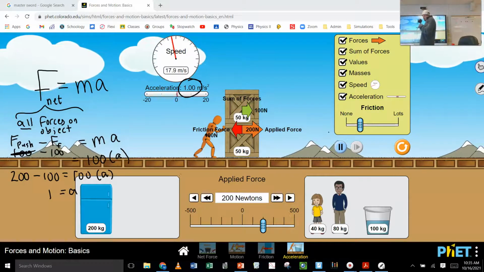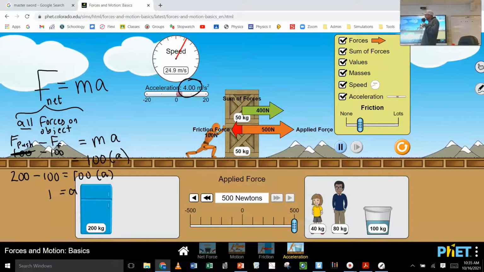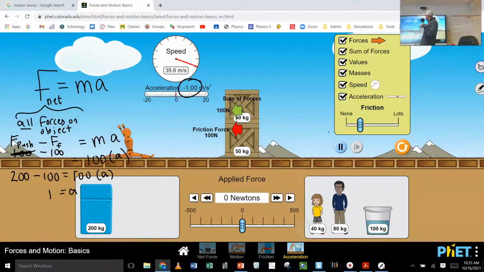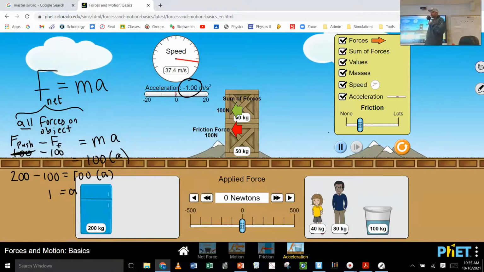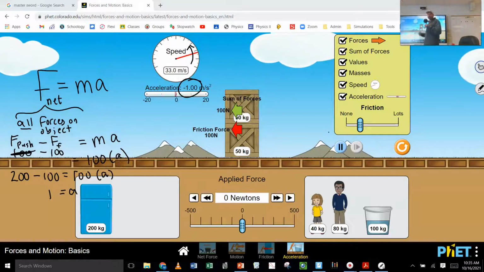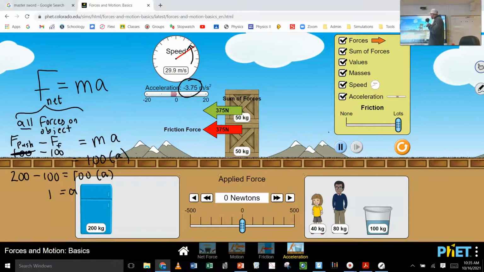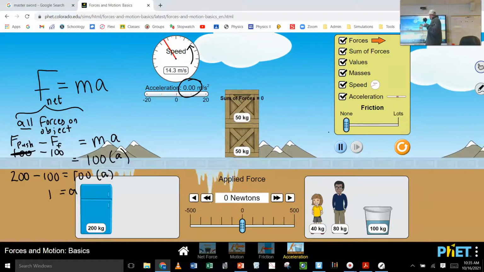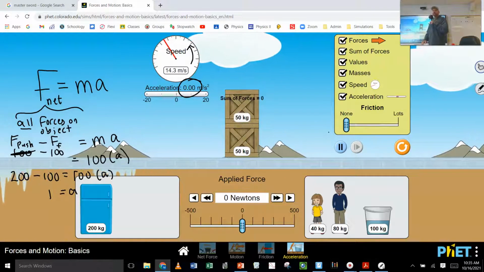And again, I can increase my force. Now I'm still accelerating. I can only run so fast. And then I trip and fall. And I'm going to slow down. You'll see the speed decreasing. If I increase friction, it's going to decrease in speed faster. If I take friction totally away, it's going to slide at that speed for eternity.